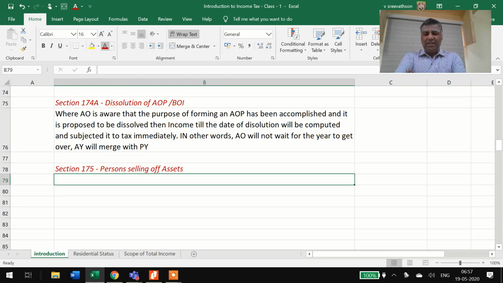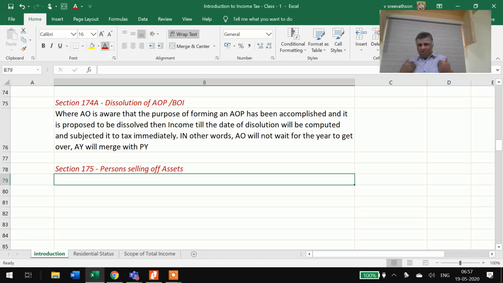Section 175, persons selling of asset. Okay, I will take you one step ahead now. Suppose you are liable to pay tax. Please understand the case. You are liable to pay tax. You have not paid.